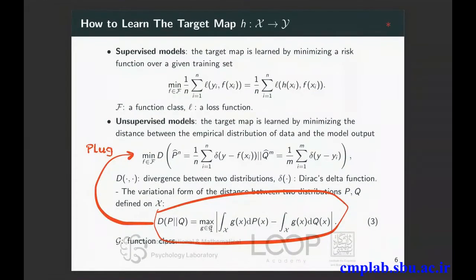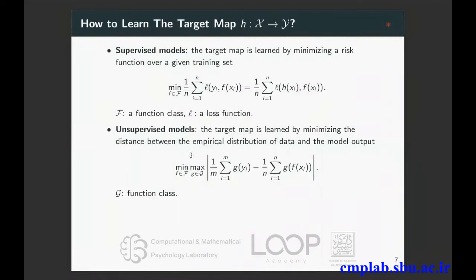So if I plug this definition into my unsupervised model objective, then I get a very nice formula, which is a min-max optimization. In the supervised model, I have an optimization over one function class. In the unsupervised model, I have a min-max optimization over two different function classes.